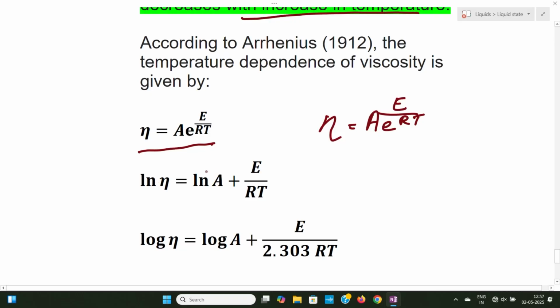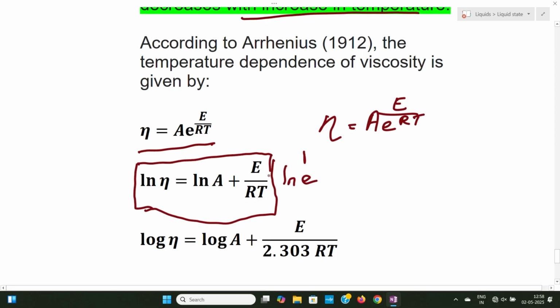Then if we take the logarithms, eta will become ln eta, and here we have ln A plus E by RT into ln e. This ln e is nothing but 1, therefore we can cancel that. Therefore, ln eta is equal to ln A plus E by RT. Here only this much we have written because ln e is 1.